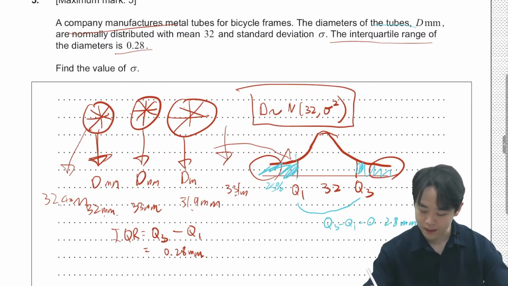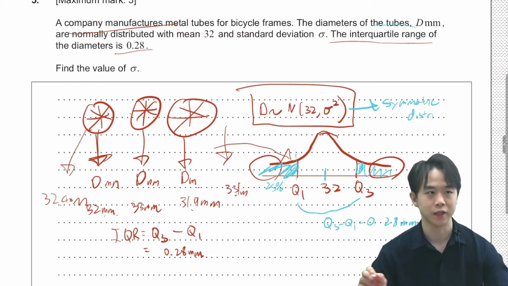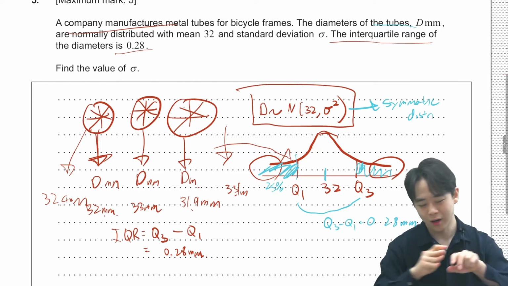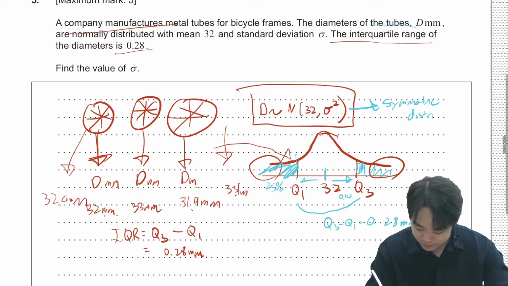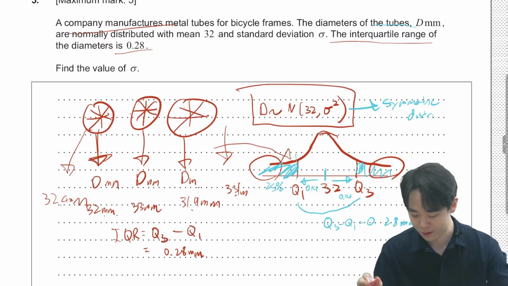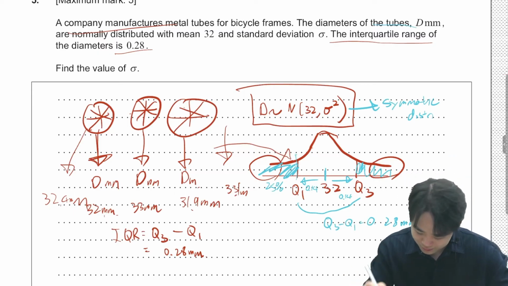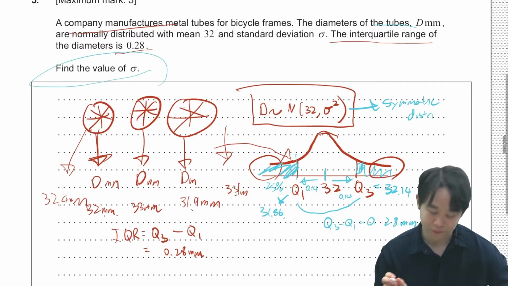And note that this is a symmetric distribution, so the mean is perfectly at the center. Q1 and Q3 are equal distances from that. So this is going to be 0.14, and this is going to be 0.14. The quartiles are going to be 0.14 millimeters away from 32. So let's update that: Q3 is going to be 32.14, and Q1 is going to be 31.86. And we need to find what sigma is.